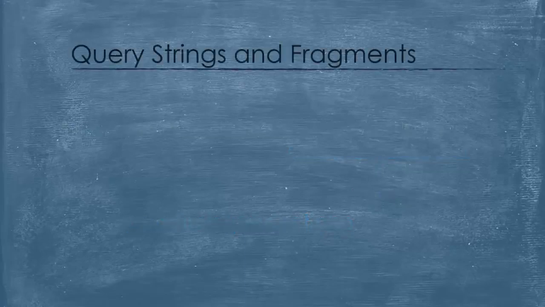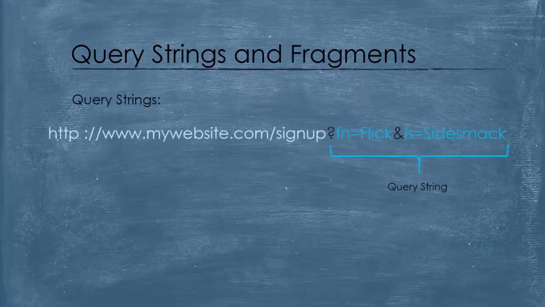There can be other parts, which are query strings and fragments. Query strings are a way of passing information from the client to the server, such as entering information in user form input. They are preceded by a question mark and they are encoded as key value pairs, delimited by an ampersand symbol, and this is an example of that.